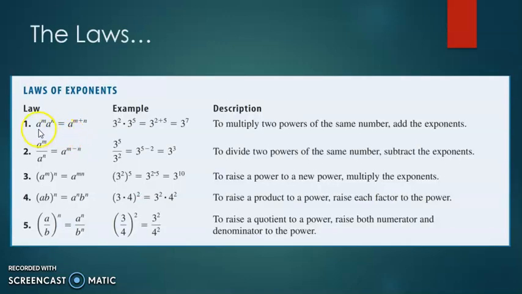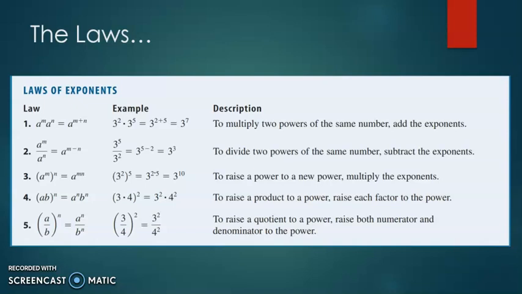The first law is to multiply two powers of the same number, you add their exponents. When you divide two powers of the same number, you subtract the exponents. When you raise a power to a new power, you multiply the exponents. When you have a product raised to a power, each power is multiplied by the new power. And when you have a fraction raised to a power, each number has an exponent that's multiplied by the new exponent.